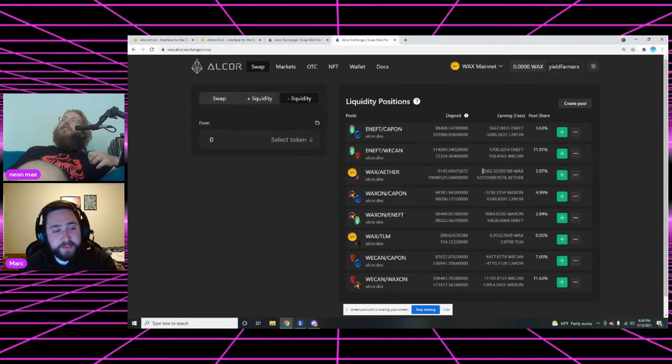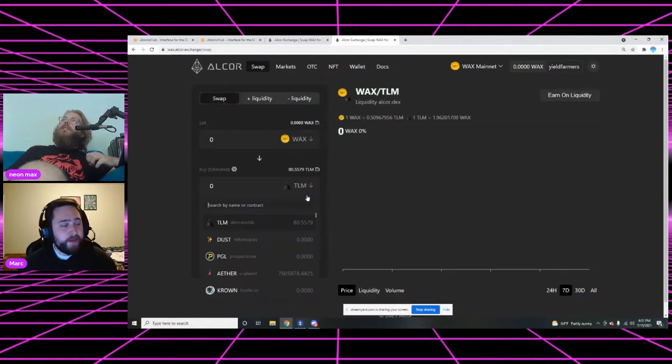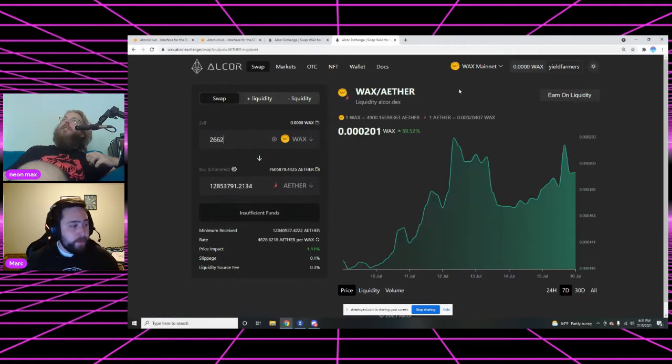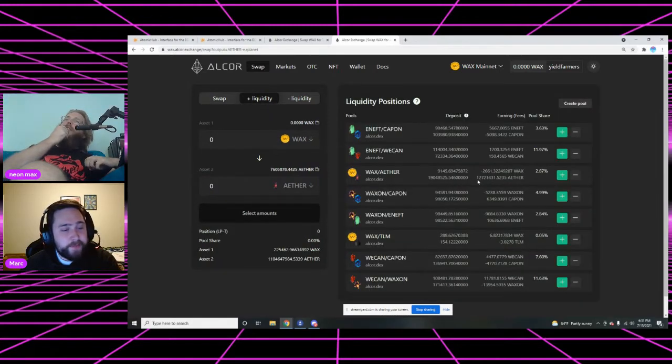So as far as the earnings, I am down 2,662 wax from my initial deposit, and I have that equivalent theoretically in Aether. Now the value of Aether is very volatile, so if I were to pull this out right now, I might incur impermanent loss. I don't incur that loss until I pull it out. So, for example, how much Aether is 2,662 wax worth right now? That's worth 12,853,000. I have 12,700,000-ish Aether in earnings, so it's more or less equal.